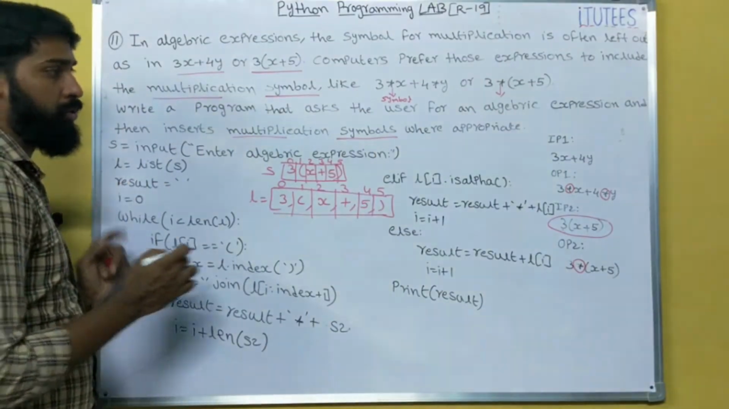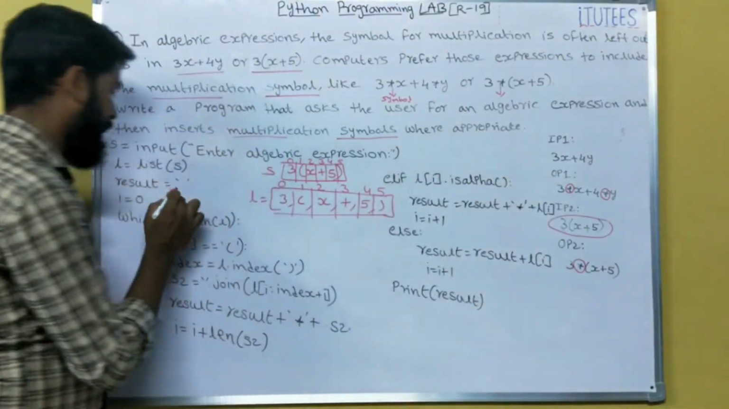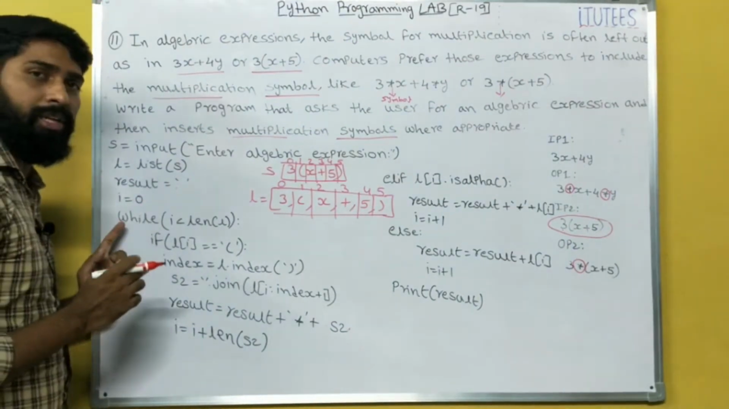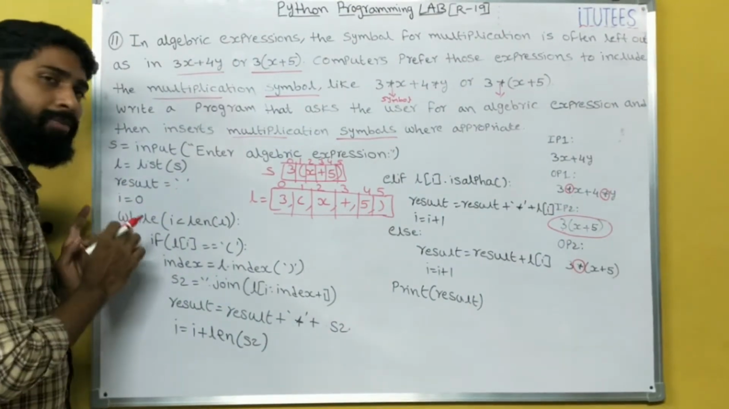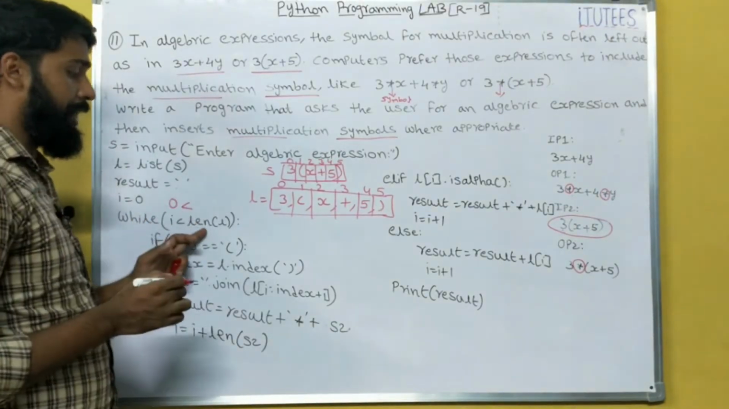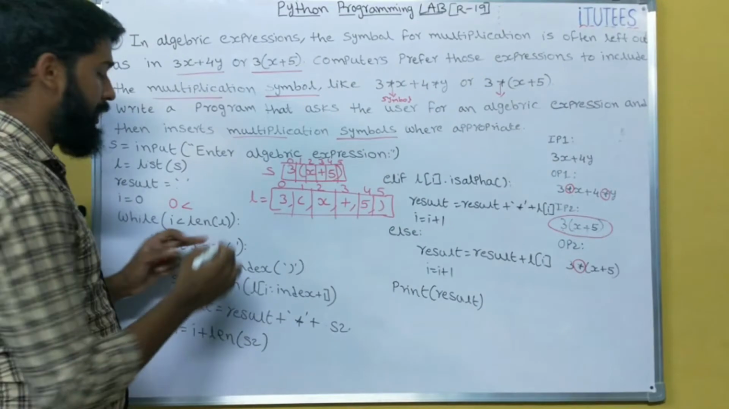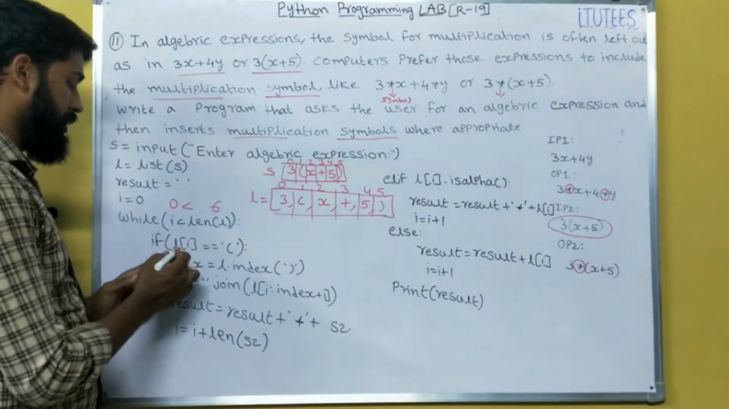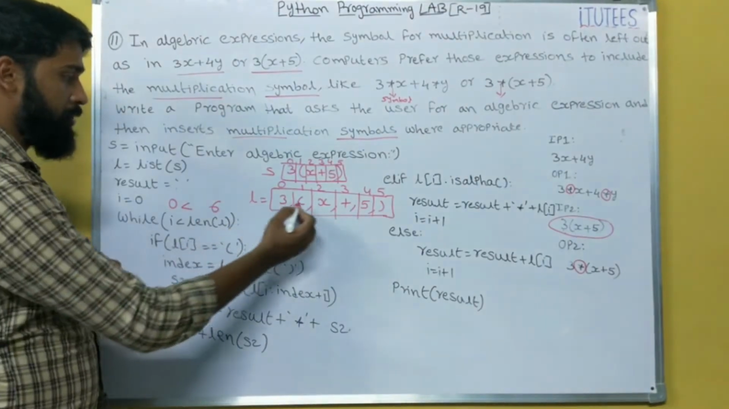Result: I am going to store the output in this result, and I am taking I equals 0. The initial value of I is 0. Here I am using a while loop: while I is less than the length of L. What is the length of L here? 6. So if L of I equals bracket.